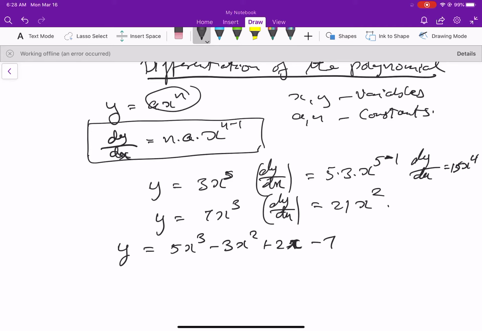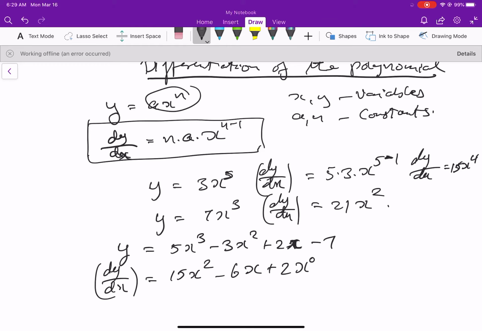So let's see. dy dx, the rate of change of y with respect to x, will be, drop the power in the first case, 5 3s, 15, x to the power 3 minus 1 gives me a power of 2, minus 3 2s, 6, x to the power, subtract 1 from the power, you get 6 times x to the power 1, plus 2x, drop the power on the x is 1, clearly, so that would be 2 times 1 is 2, times x to the power 0.